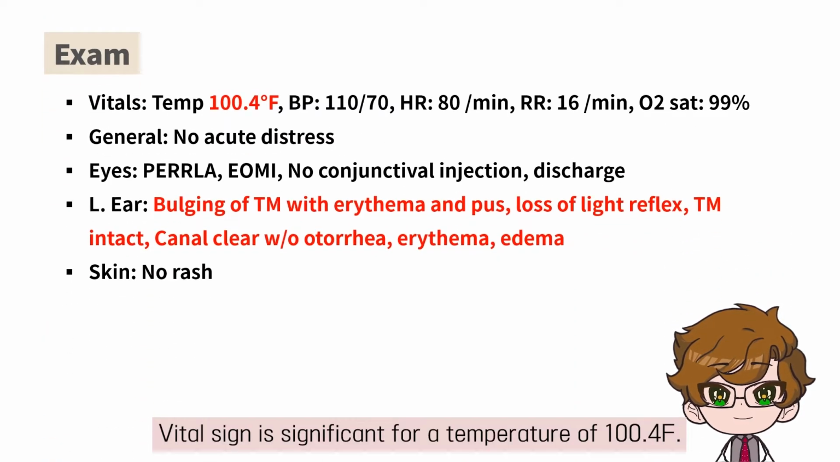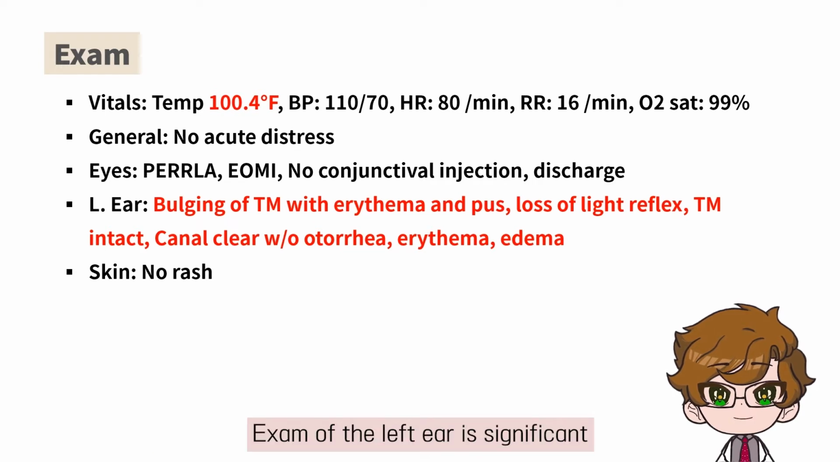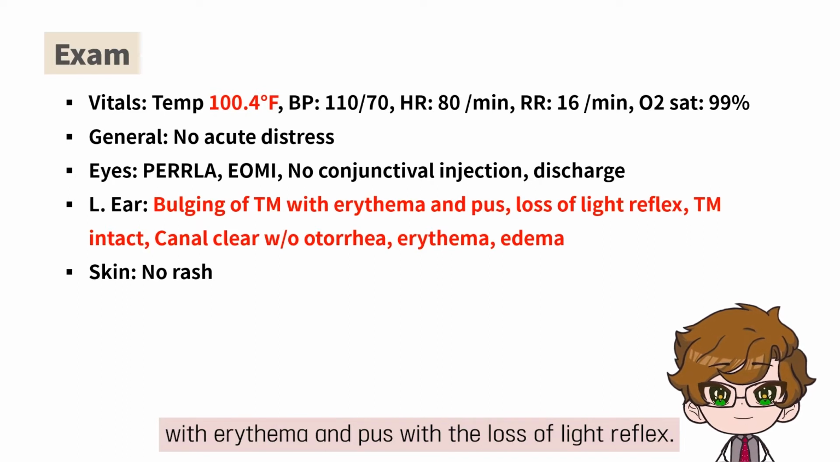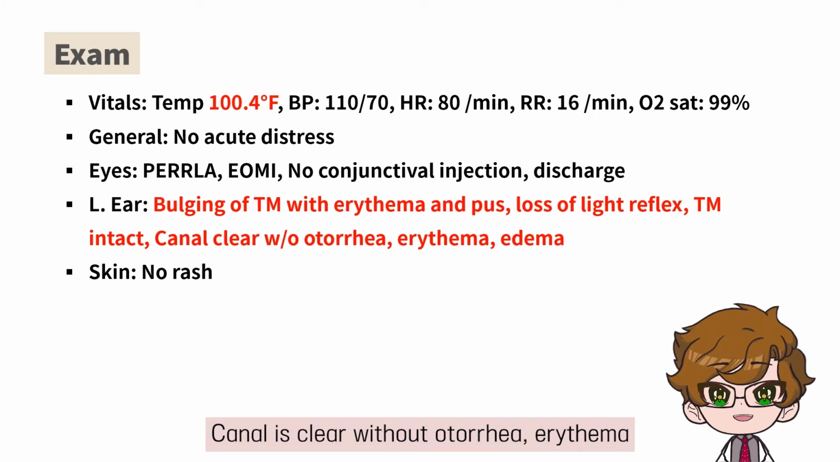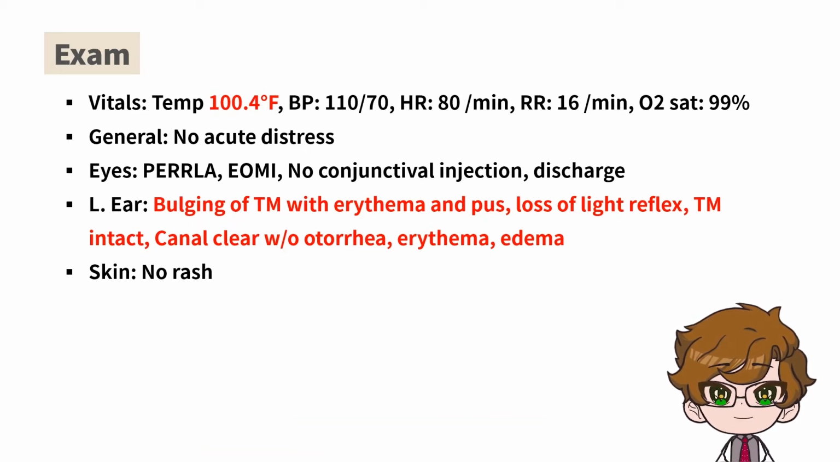Vital sign is significant for a temperature of 100.4. Exam of the left ear is significant for bulging of the tympanic membrane with erythema and pus with the loss of light reflex. TM is intact. Canal is clear without otorrhea, erythema, or edema on both sides.